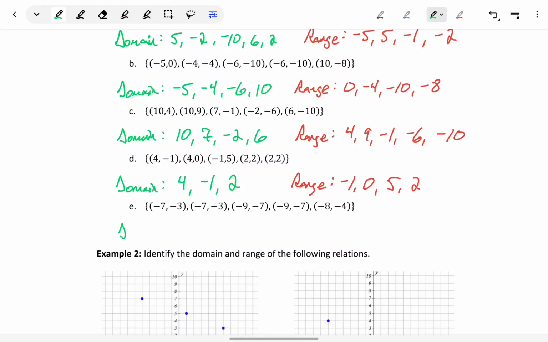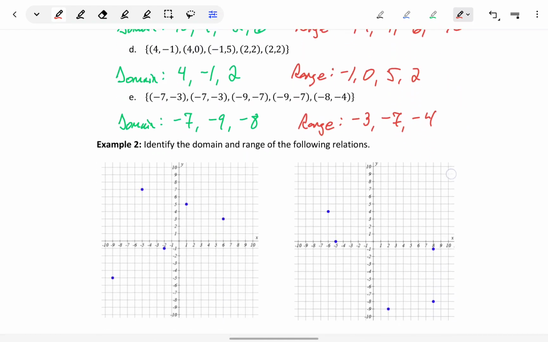And finally, in part E, we could once again identify the domain by looking at those x coordinates. We have -7, which is repeated, -9, which is repeated, and -8. And then we have the range, which would be -3, which is repeated, -7, which is repeated, and -4.